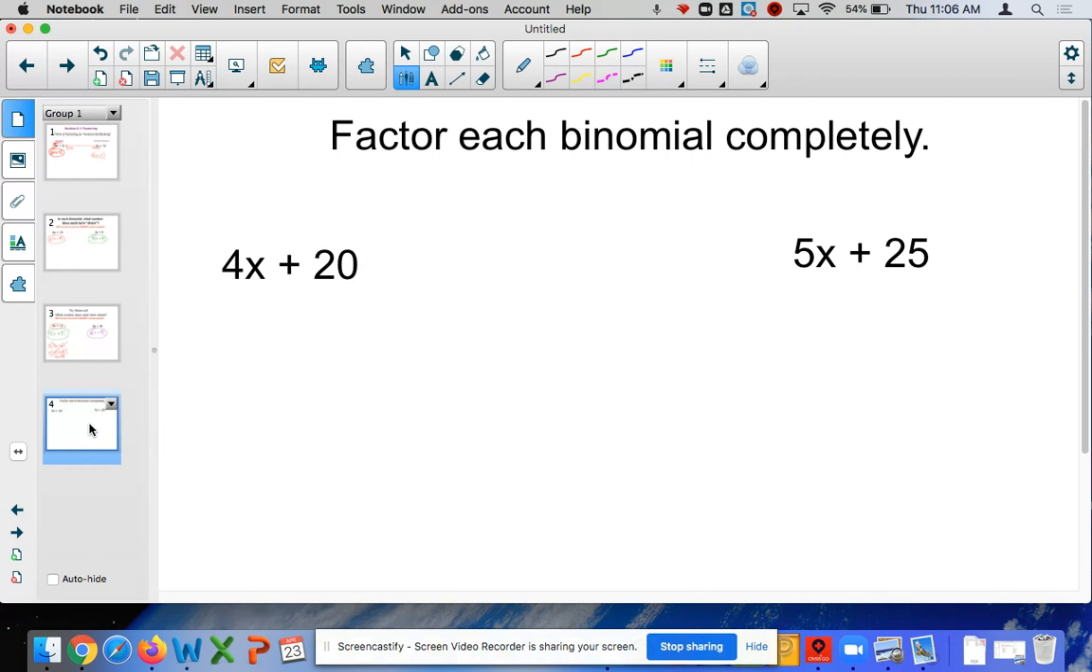All right, let's look at slide 4. I want you to try these ones. Factor out the largest number possible. Go for it.